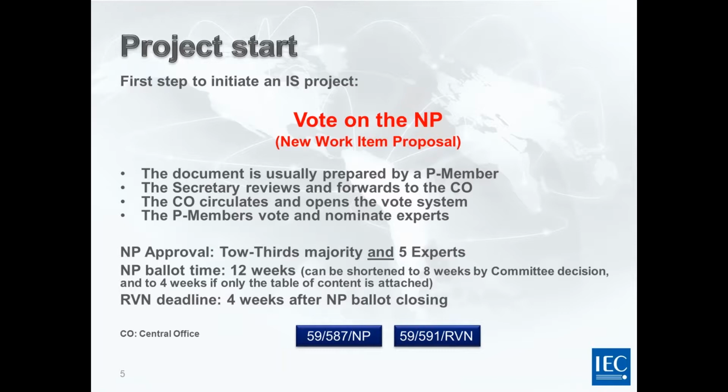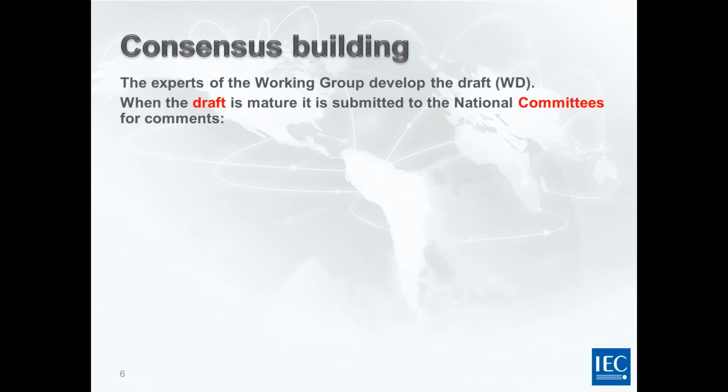So once the RVN has been circulated, this is when the clock starts ticking for the deadlines that have been committed by the project. Then from there, the experts in the working group meet together and start to write a draft. When the experts feel that the draft is mature enough to be submitted to the P members for comments, they circulate a CD, which is the committee draft.